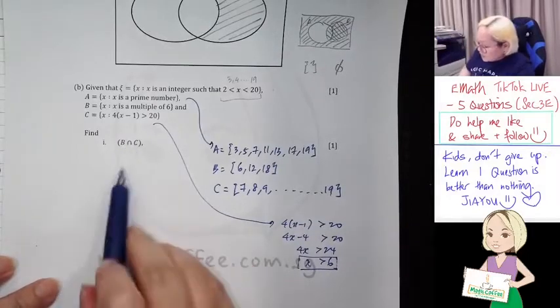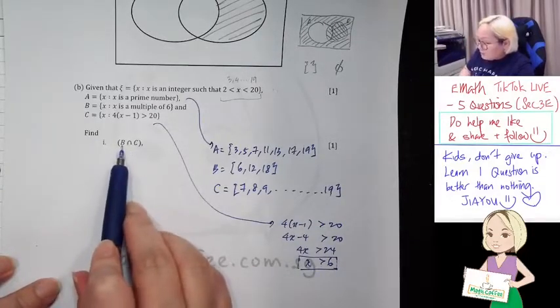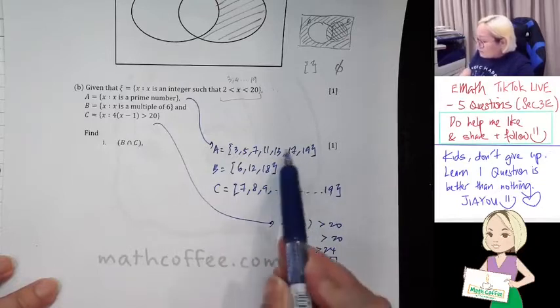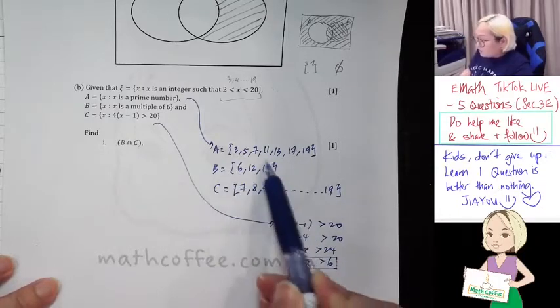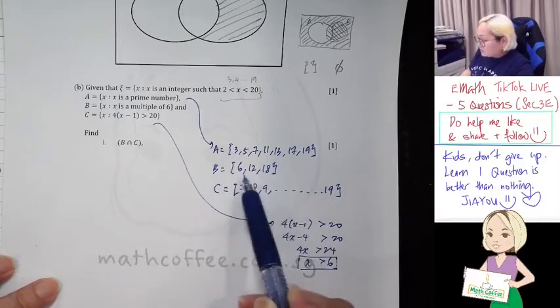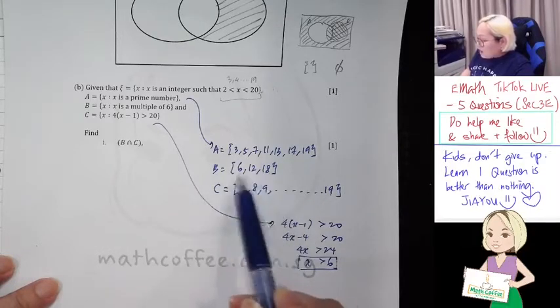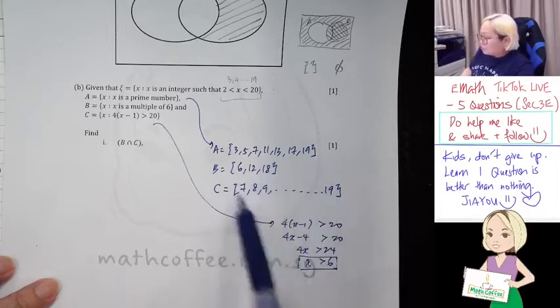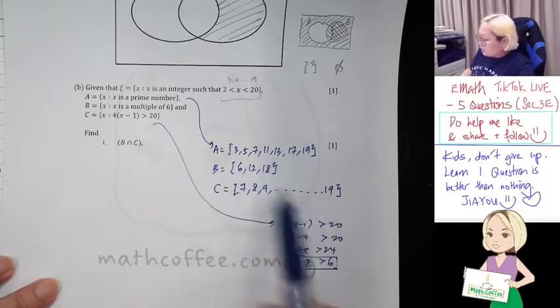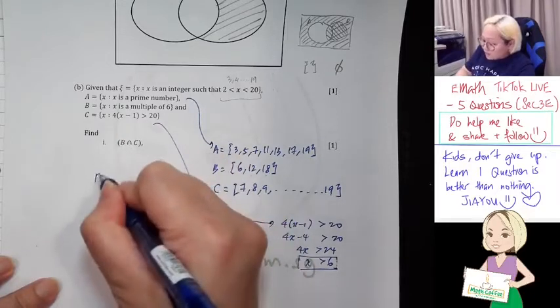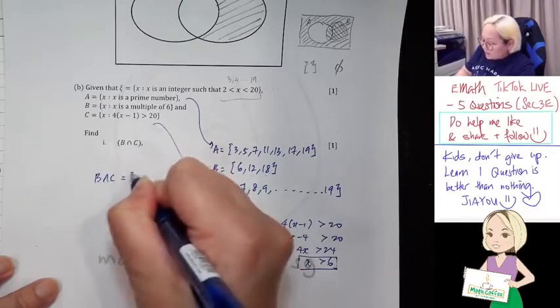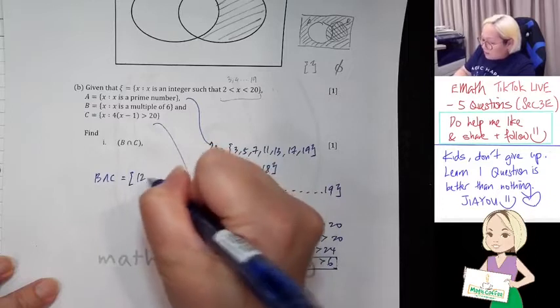Okay, next. See here, they ask you to find B intersect C. After you list down, it's easy to see B and C. Look at the smaller one with fewer elements. It's 6, 12, and 18. Out of these 3 numbers, what are inside C as well? Only 12 and 18, because 6 is not inside C. So B intersect C has elements just 12 and 18.